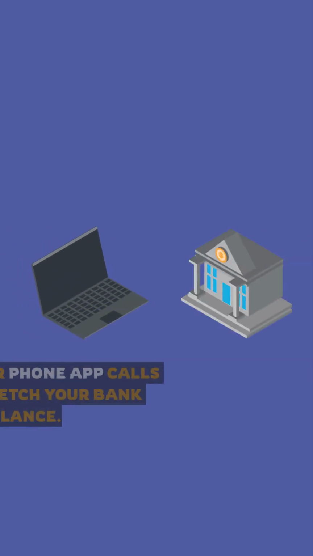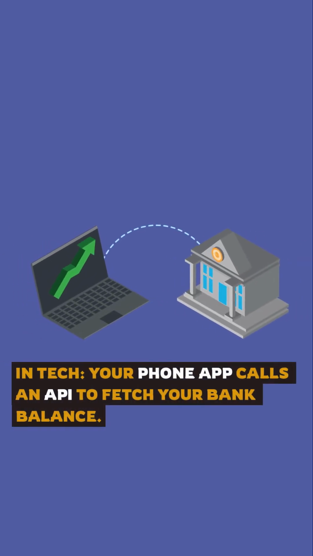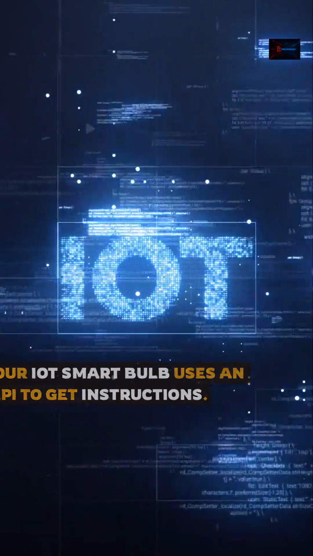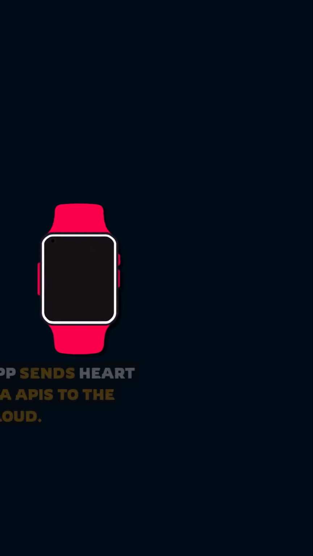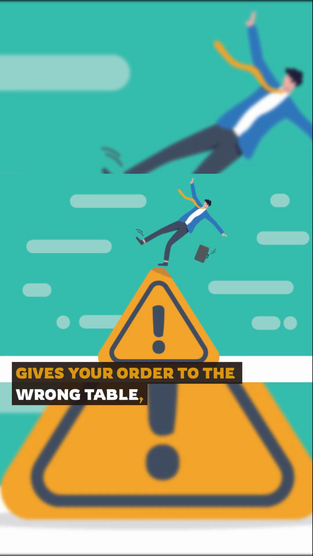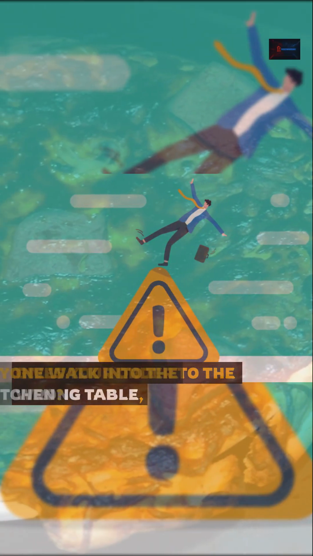In tech, your phone app calls an API to fetch your bank balance. Your IoT smart bulb uses an API to get instructions. Your fitness app sends heart rate data via APIs to the cloud. But what if the waiter messes up? Gives your order to the wrong table or lets anyone walk into the kitchen? That's what happens when APIs are insecure.